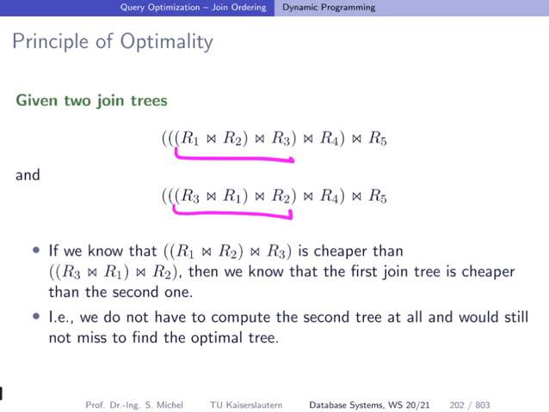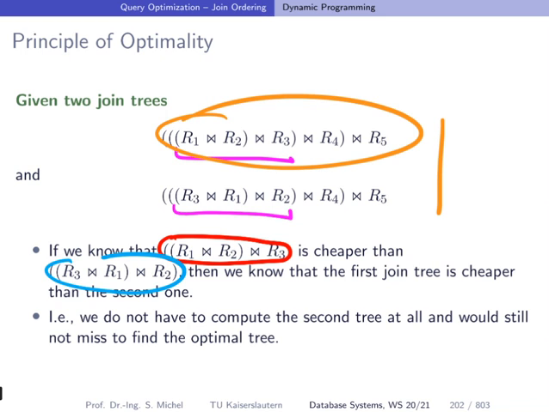So let's assume that we know that this join here, which solves the problem of joining R1, 2, 3, is a subproblem of our global problem of joining 5 relations. Let's assume that this one here is cheaper than when we join R3 and R1 and then R2. So if this red circled one is cheaper than the blue circled one, then we know when we're looking at these bigger join trees that this one here is cheaper than that one. Yeah?